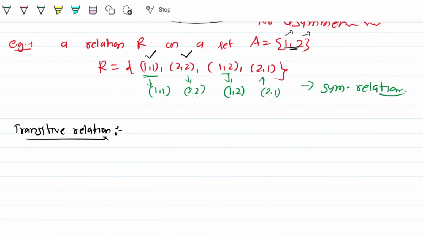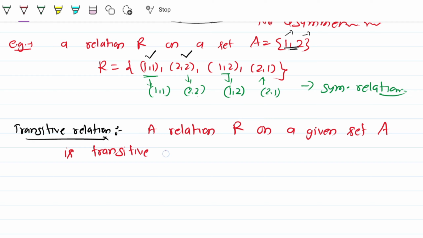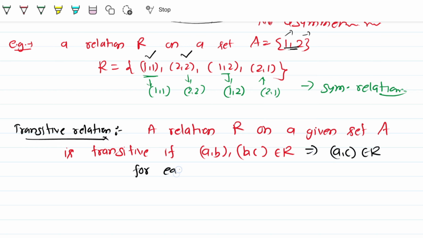Now transitive relation. A relation R on a given set A is transitive if AB comma BC belongs to R implies that A comma C belongs to R, for each A, B, C belonging to capital A.